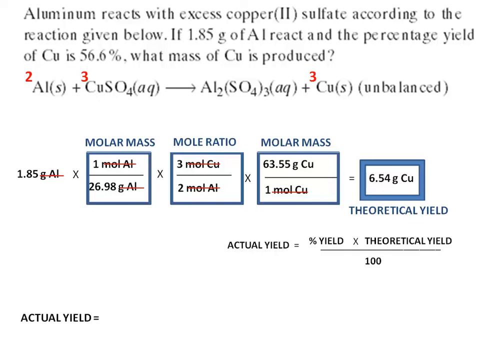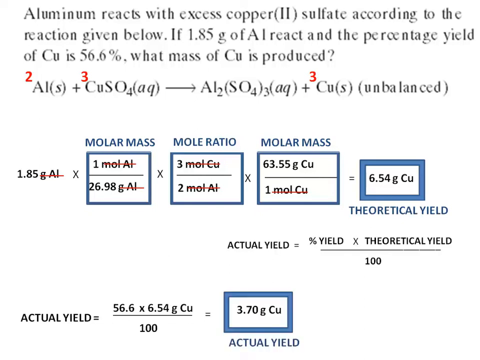But now what we do with our rearranged formula, we take actual yield equals percent yield times theoretical, which is 56.6 times 6.54. We divide it by 100, and we get 3.70 grams of copper. That is our actual yield. Now, one thing you can do, and I'm sure your math skills are good enough for this, is plug that number into the other equation, the original equation, and work backwards. If you plug in the actual and theoretical yield that you got, you should get 56.6%, and that's the way you can double check your work.